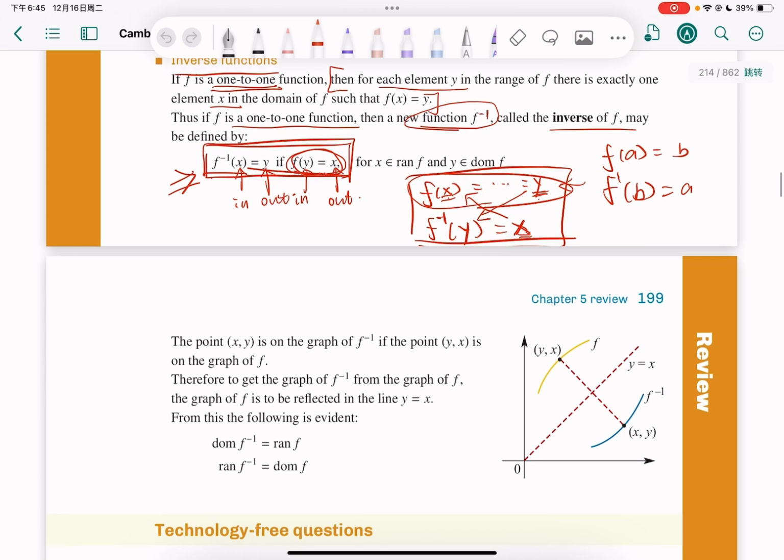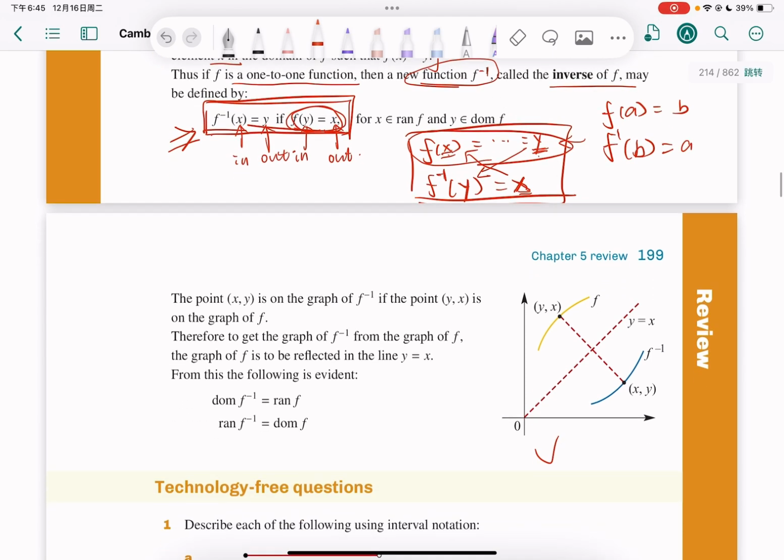And it's very good to look at the graph here. So if we have f on this yellow curve, as function f, if we inverse it, it's actually symmetric with the line y equal to x. And you'll get the blue curve, f inverse. Or in our way, like this one, you can actually have y(x) if our f(x) is equal to y.